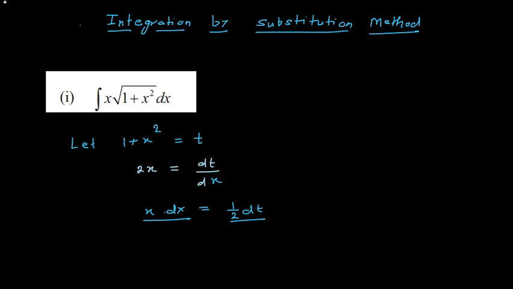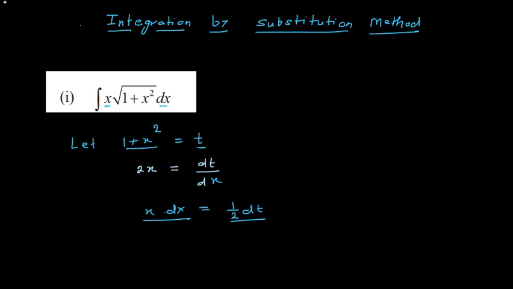See what we have done. For x and dx, I can replace 1 by 2 dt, and for 1 plus x square I can replace t. So this whole problem converts into a very simple form for which we know the formula. This is what we call the integration by substitution method.